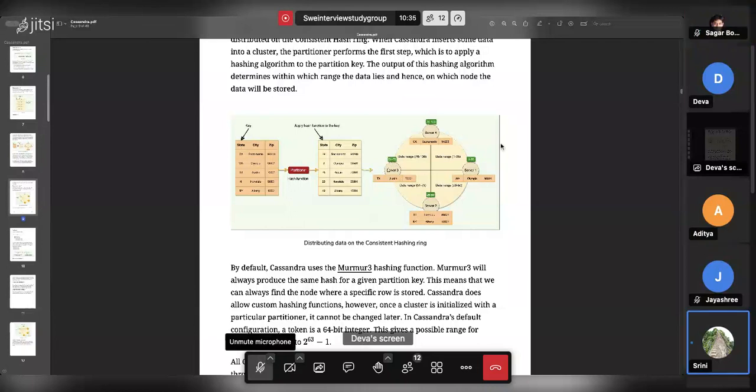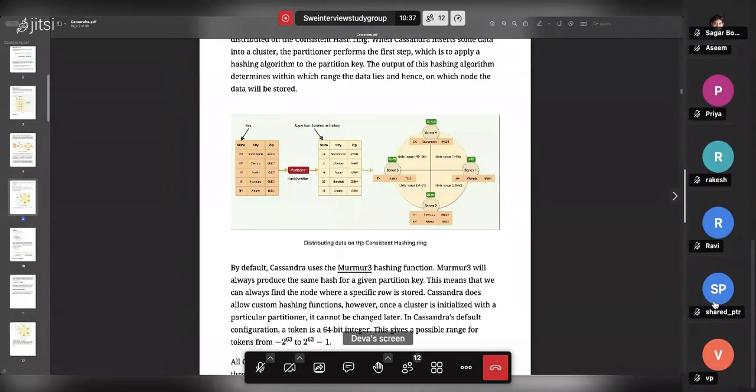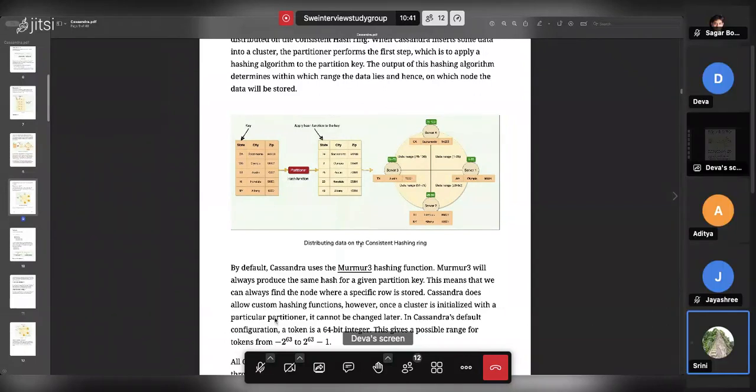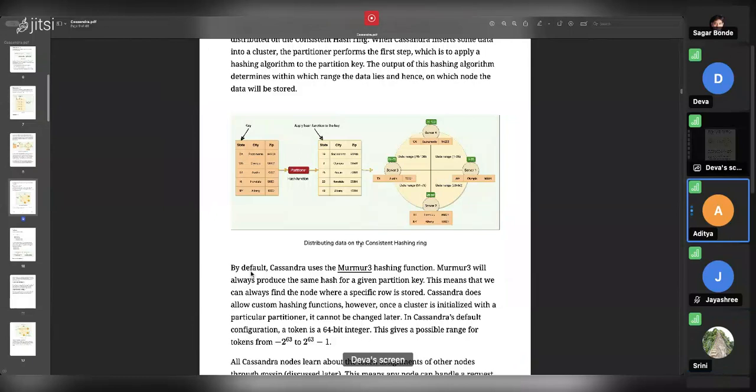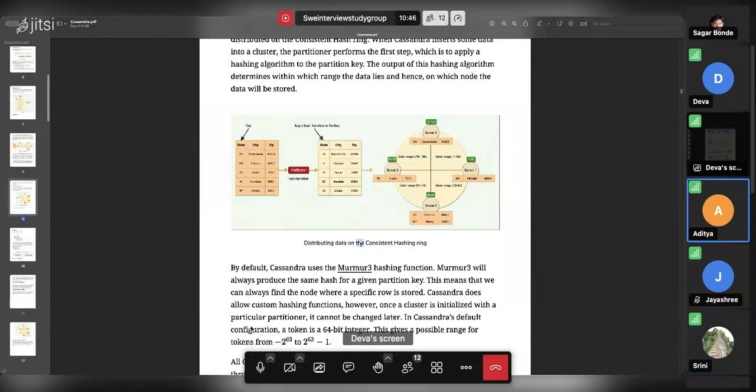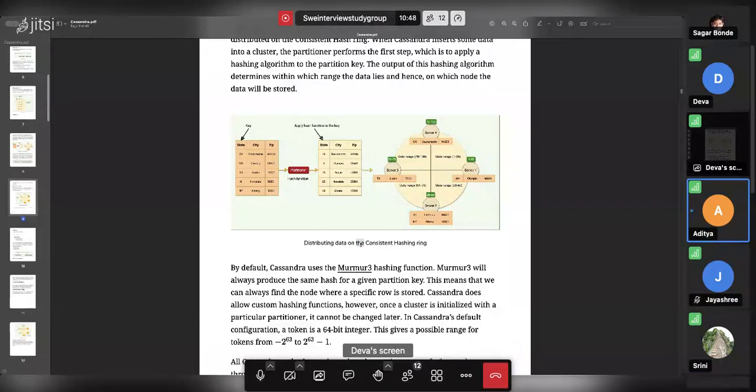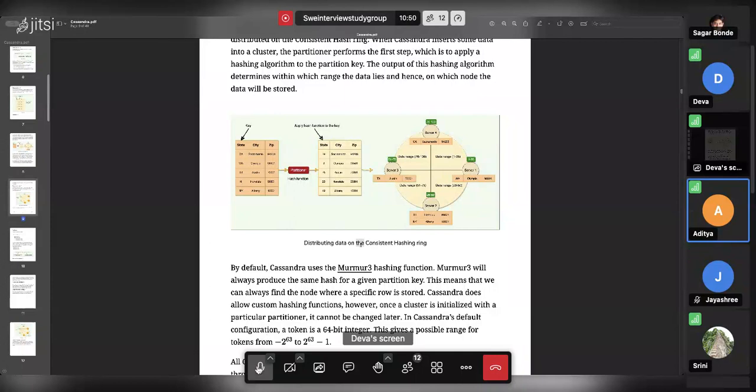But Aditya, the partitioner node doesn't know the actual node where the data resides, right? Then there is no point in having the consistent ring, right? No, my understanding is the partitioner is on the client side, and which will decide.